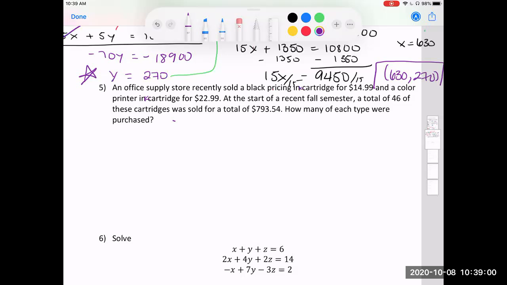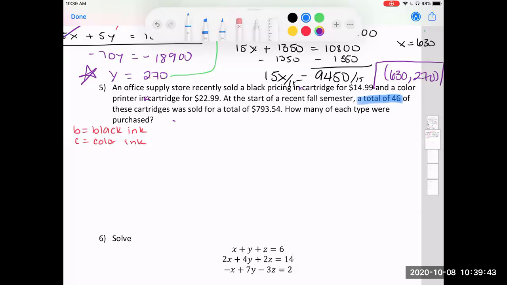Okay, so let's first label the values. We're working with ink cartridges. We have black and color. So let B be black ink cartridges, and let C be color ink cartridges. Now we want to create a system. It seems like we're working with two things. We're working with numbers and we're also working with a price. So we're working with the numbers, the total sold, and the pricing. For the total amount of ink cartridges sold, the only piece we have is that we sold a total of 46.